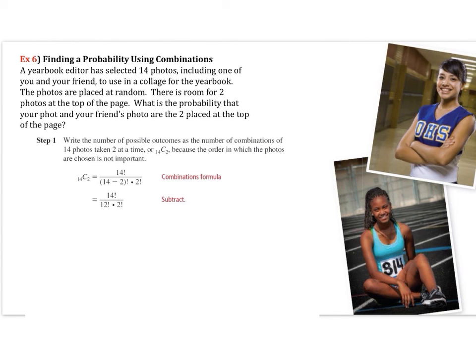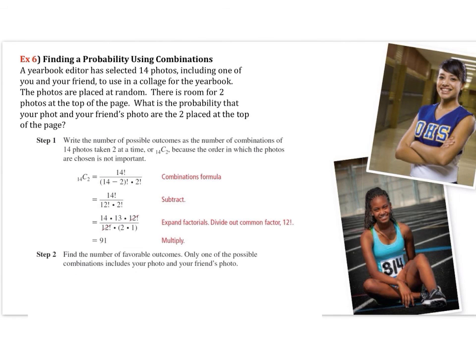Again, simplify what's in parentheses, so that simplifies to 12. Expand your 14 factorial in the numerator. You can stop at the 12 because the 12 factorials will cross each other out. Expand your 2 factorial to be 2 times 1. So 14 times 13 in the numerator divided by 2 times 1 in the denominator will simplify to 91.